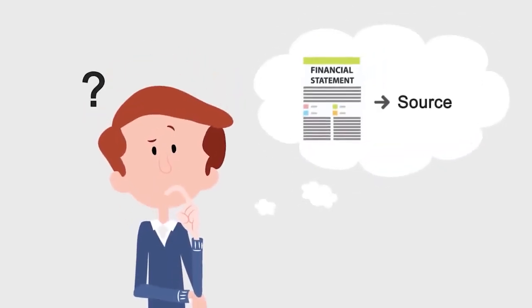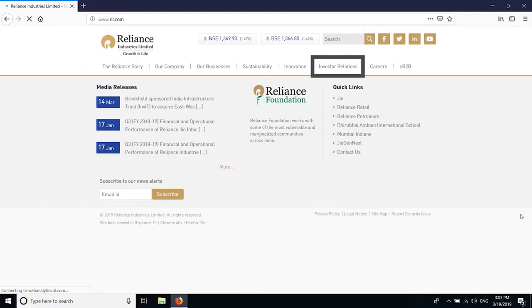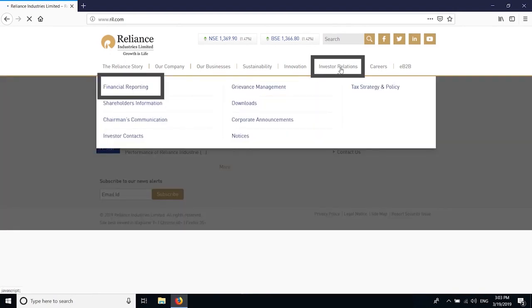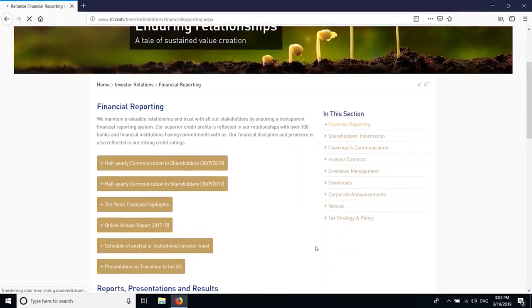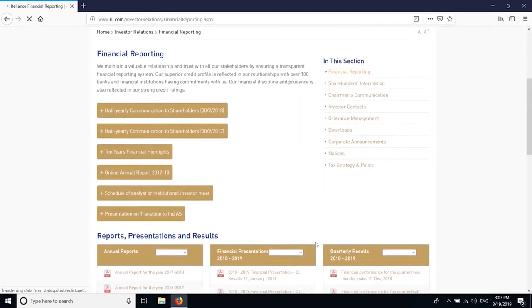When it comes to the analysis of financial statements, the first question that comes to our minds is, where can we find the financial statements? To find the financial statements of any company, you will have to go to that company's website and click on the section on investor relations. For example, if you want the financial statements of Reliance Industries, then you will have to go to the Reliance Industries website and click on investor relations. After clicking on investor relations, you will see a section on financial reporting. If you click on that, you will get the financial statements for Reliance Industries.